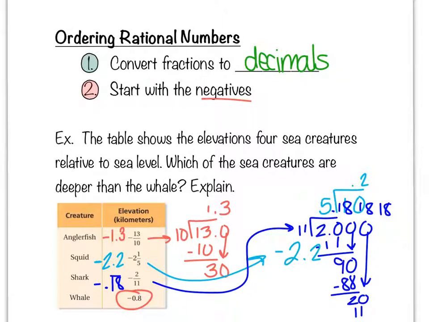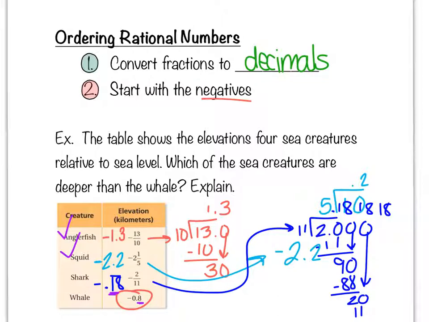And I need to know which of these is deeper than the whale. And the anglerfish, well, that's more negative than what the whale is. So that's going to be deeper. The squid, that one's deeper. And then the shark, now the shark is -0.18. So again, you're just looking 1 decimal place at a time. The 1 is smaller than the 8.